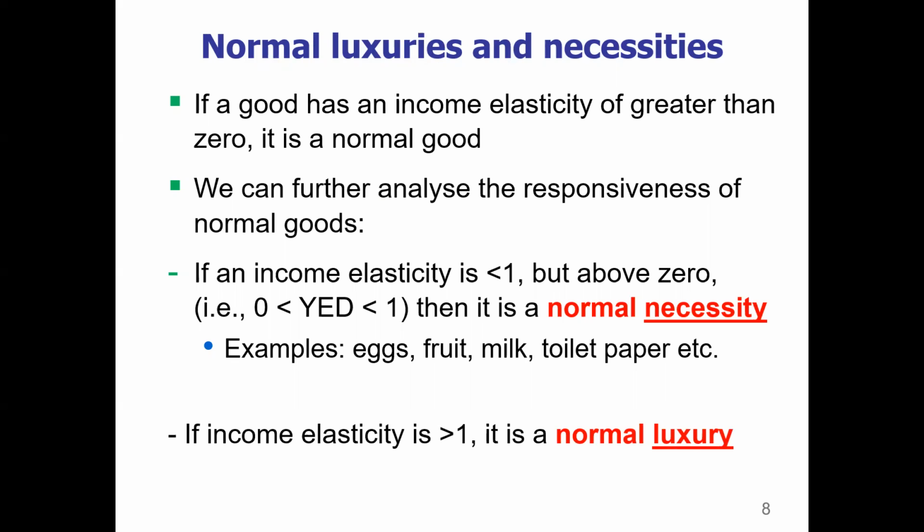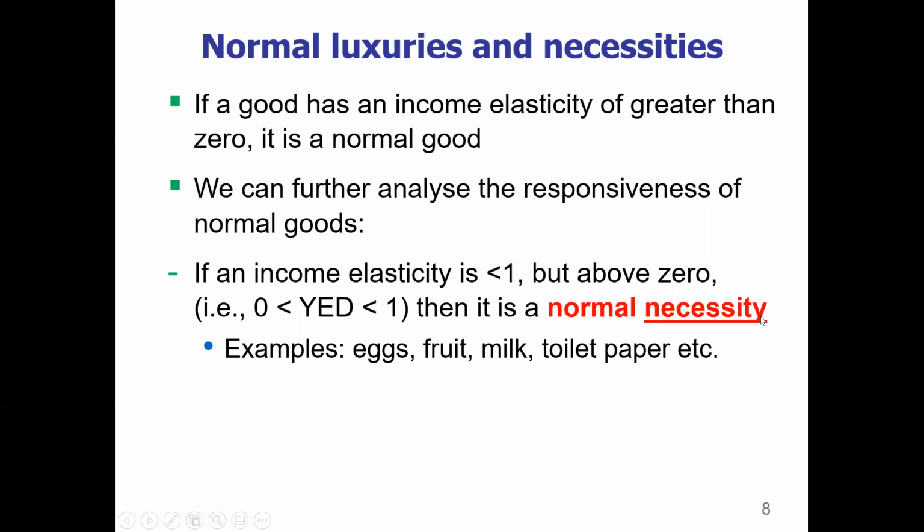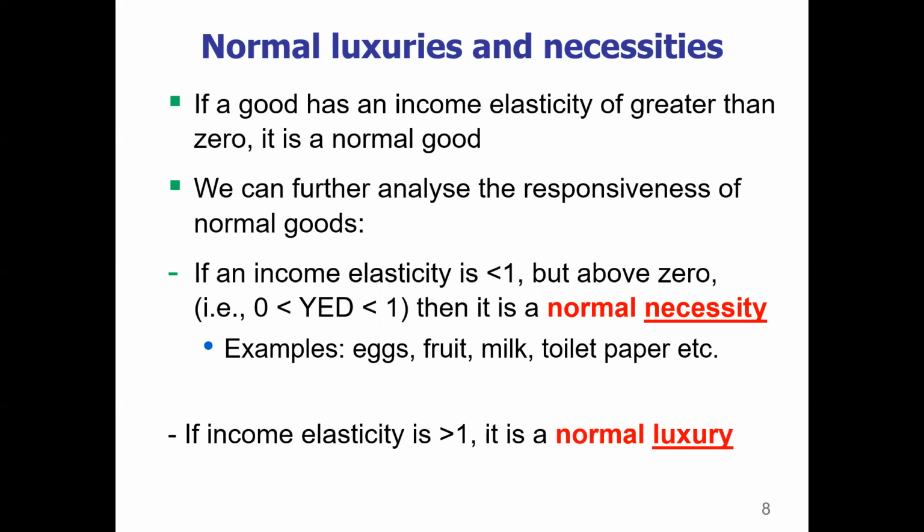Whereas if a good is income inelastic, then normal necessities are income inelastic, meaning quantity demanded doesn't vary very much with a change in income. Whereas for some goods, the income elasticity of demand will be above 1.